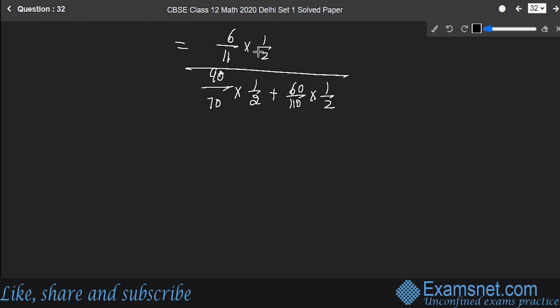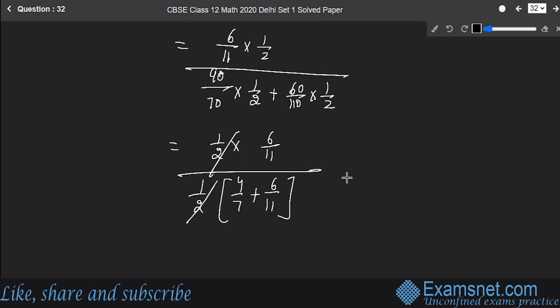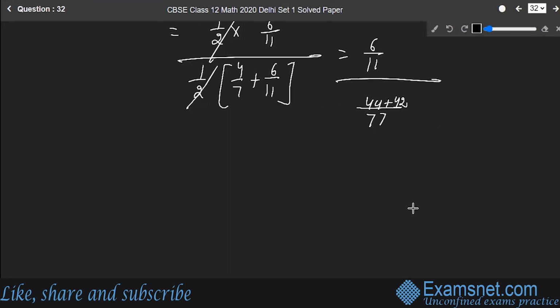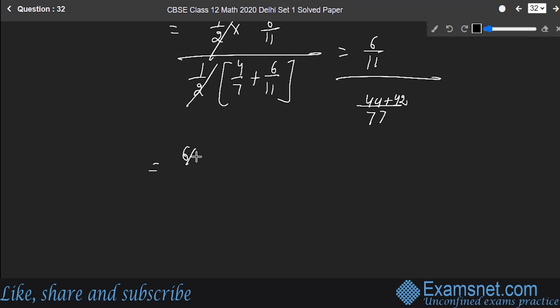So 1 by 2 will be cancelling, like I'll take it common. 1 by 2 into 6 upon 11. I'll take 1 by 2 common from here. This is 4 by 7 and this is 6 upon 11. This and this will cancel. So you will solve this. You will have 6 upon 11 whole divided by, this will come out to be 44 plus 42, which is equal to 6 upon 11 whole divided by 86 upon 77, which is 6 upon 11 multiplied by 77 upon 86.